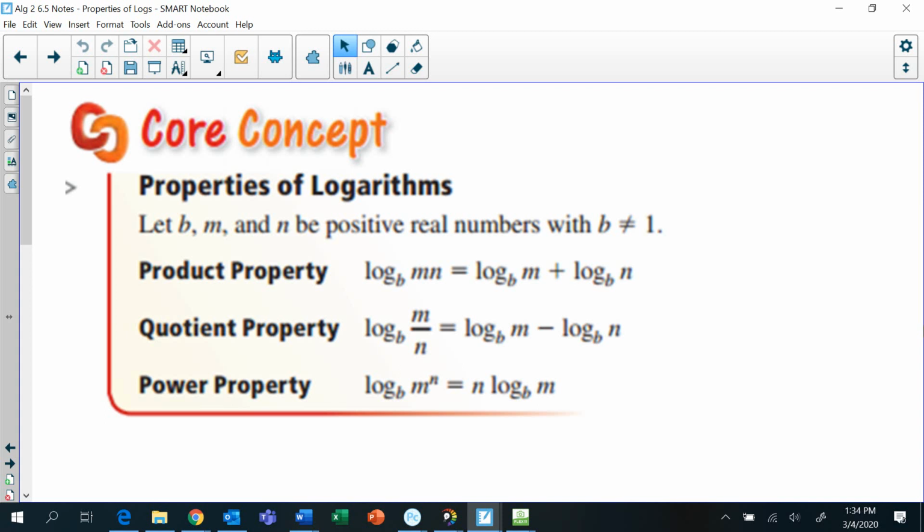So today, the properties of logarithms is going to be the new thing that we're covering. I'm not going to do everything in this packet of notes. We're going to do some of it. These properties come from their inverse properties. Really fast, reviewing.